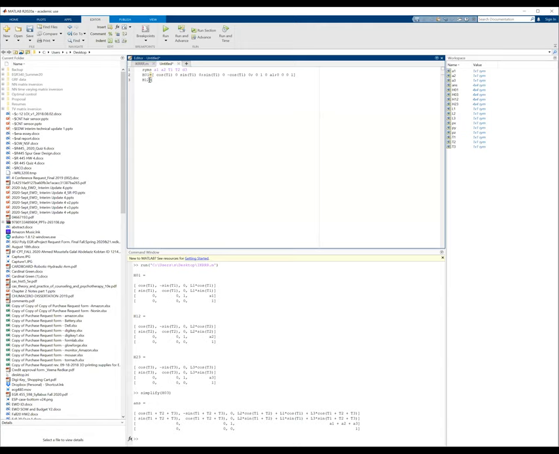H12 is equal to minus sine T2, 0, cosine T2, 0, cosine T2, 0, sine T2, 0, 0, 1, 0, 0, 0, 0, 0, 1.